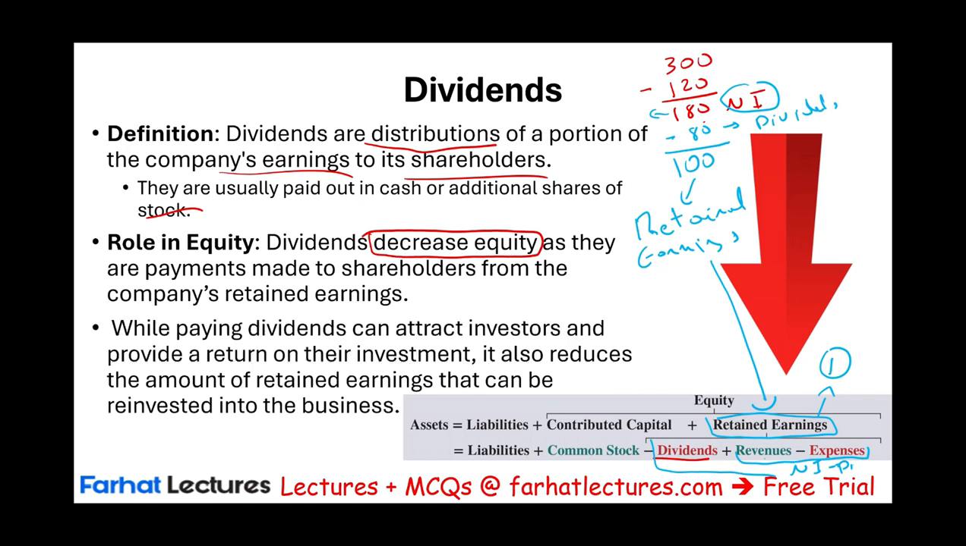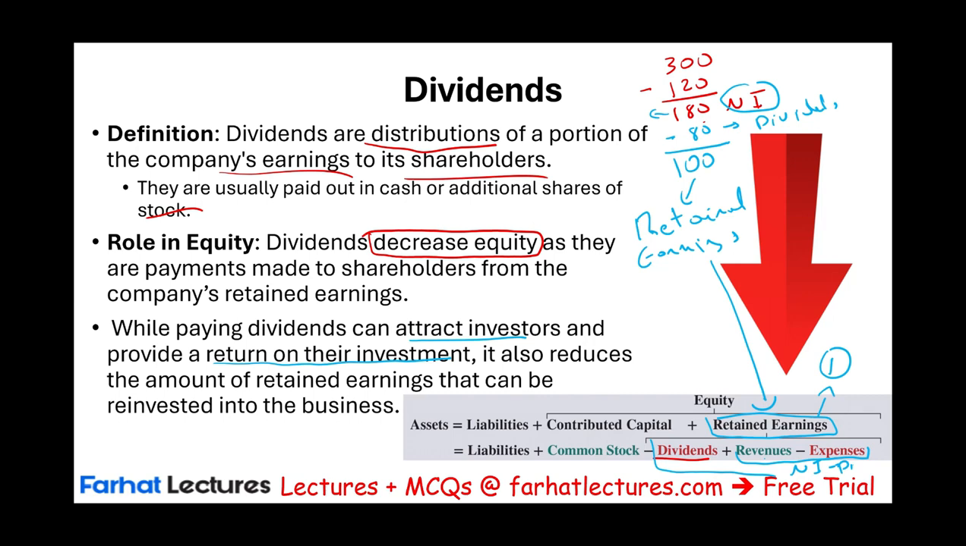That's important. While paying dividend can attract investors and provide a return to their investments, it also reduces the amount of retained earnings that can be reinvested in the business. Now, why would the business pay part of their profit? For one thing, maybe the owners need the money to live off. If your business is your only job, you need to take money out to live. Two, if you want to attract investors, which we'll talk about on the next slide, if you want to attract people to invest in your company, you want to show them that you are paying them part of the profit, to attract them, to induce them, to convince them to invest in you.